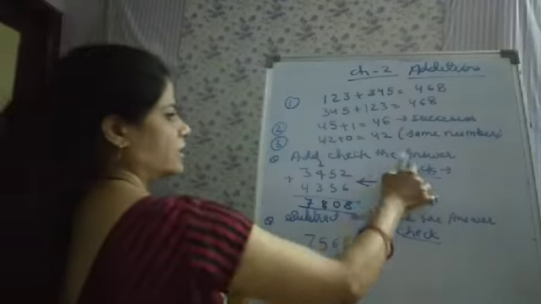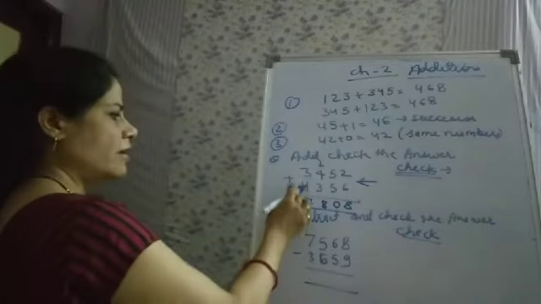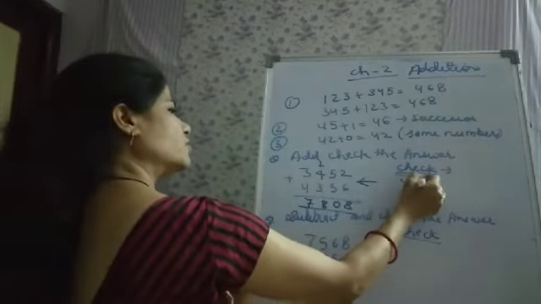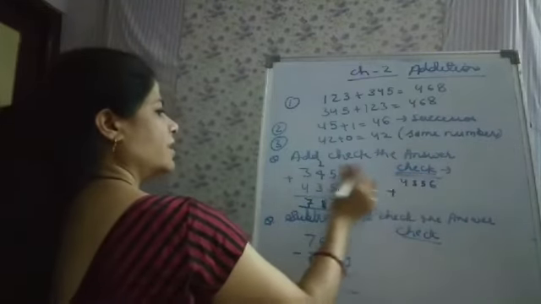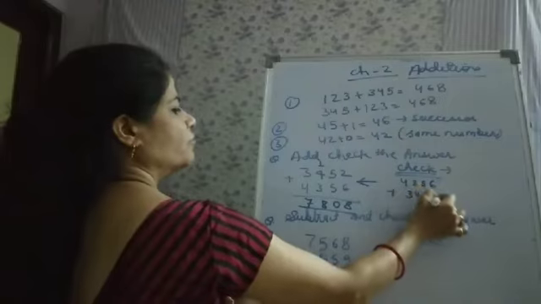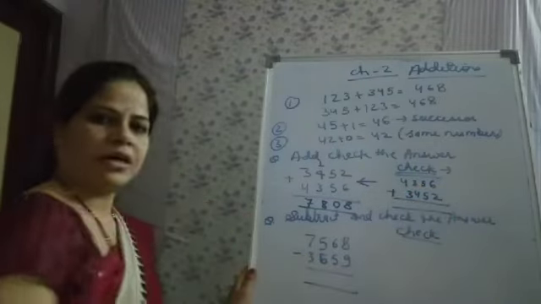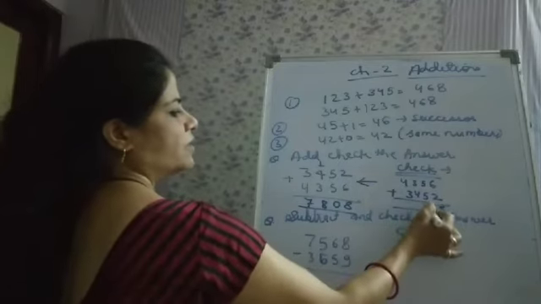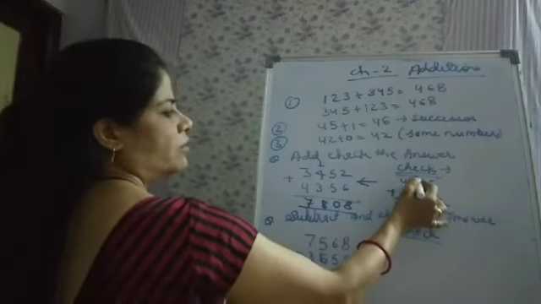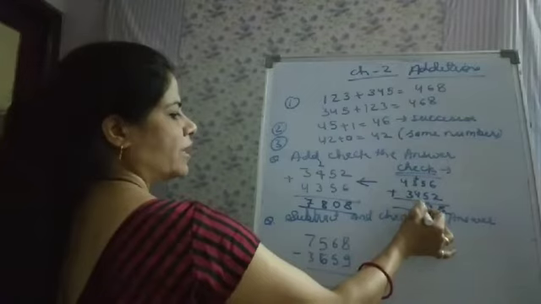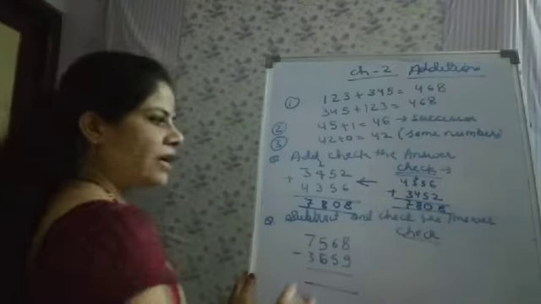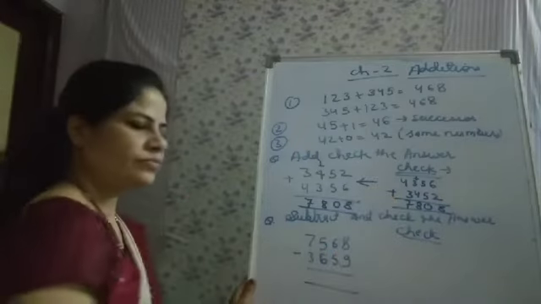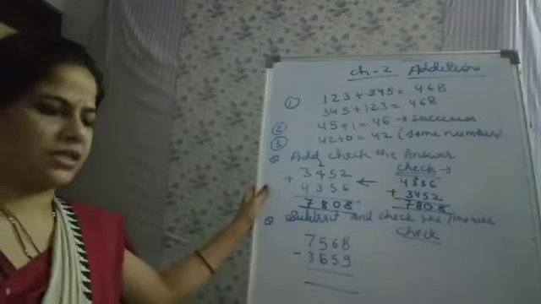7808. Now you have to check the answer. So you have to change the order of the numbers. First you will write 4356 and then you will write 3452. Now again, 6 plus 2 will be 8. 5 plus 5 will be 10. Carry over 1. 1 plus 3 plus 4 will be 8 and 4 plus 3 will be 7. Again you are getting the same answer. So this way you have to add and check the answer.